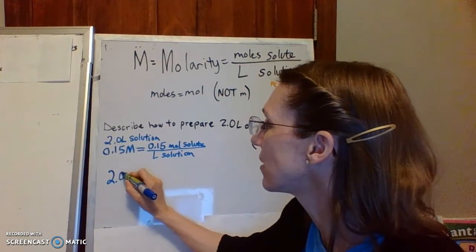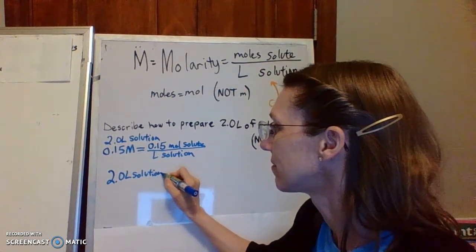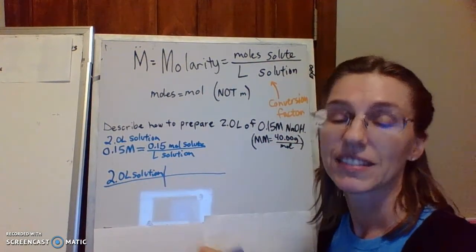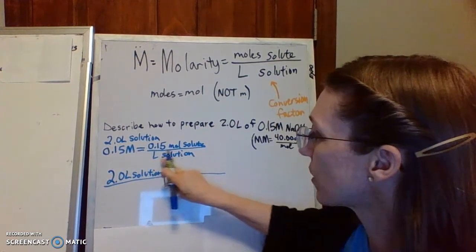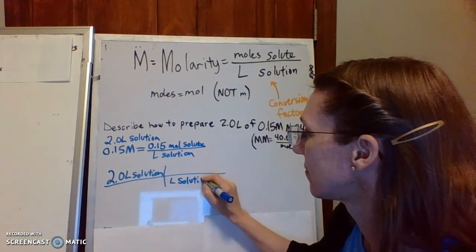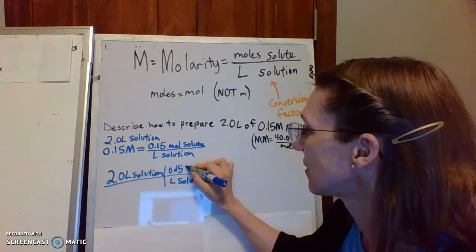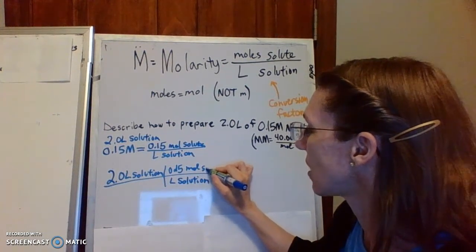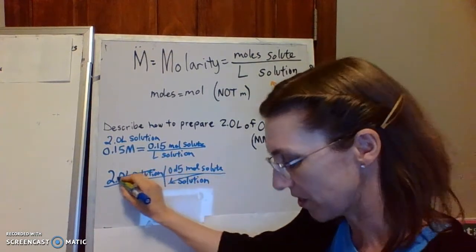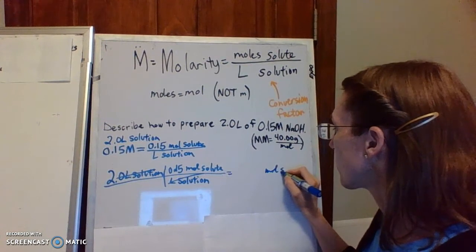So we've got 2.0 liters of solution. Solution's in the top, so where does it have to be to cancel out? Has to be in the bottom. So we're going to put our liter of solution on the bottom. That means the other thing goes on the other side of the line. Moles of solute. Liters of solution cancels out with liters of solution. The only unit we have left is moles of solute.